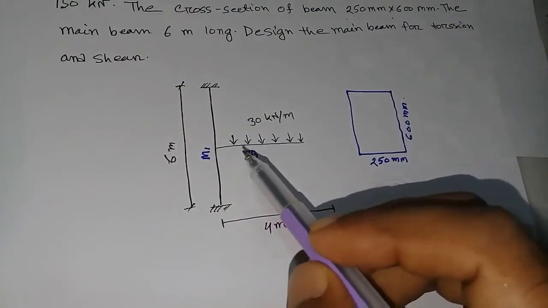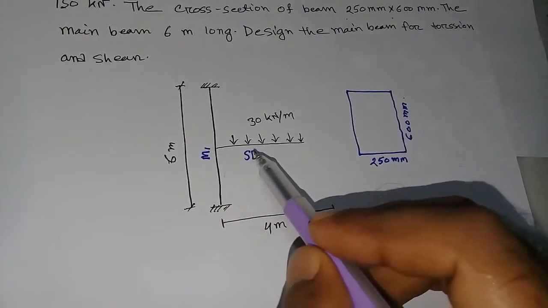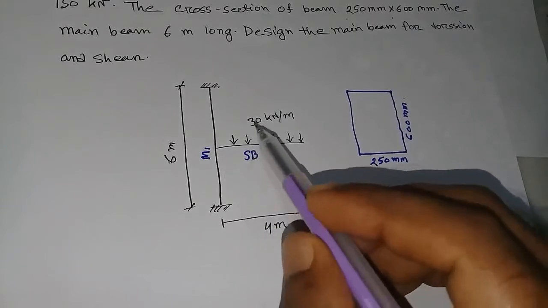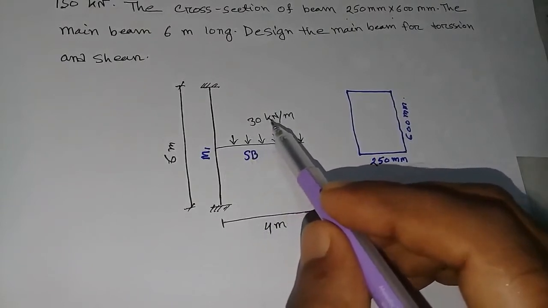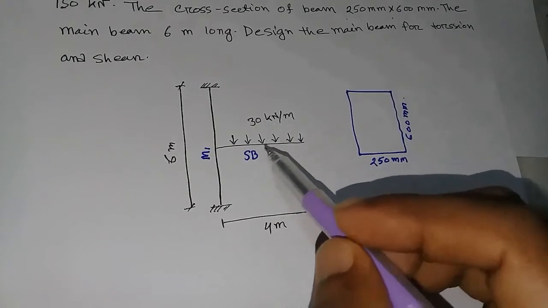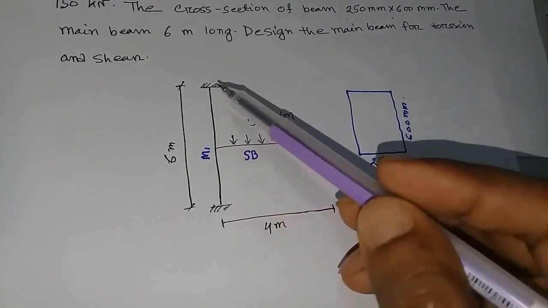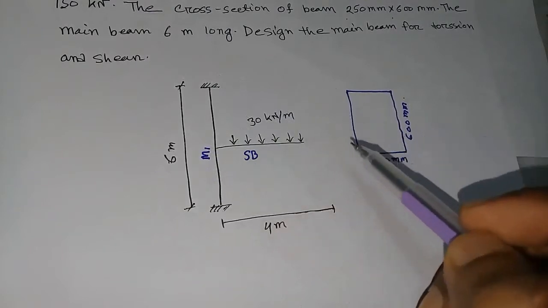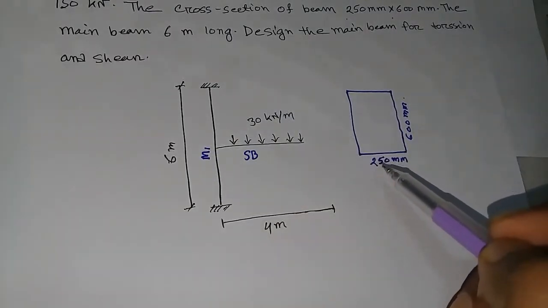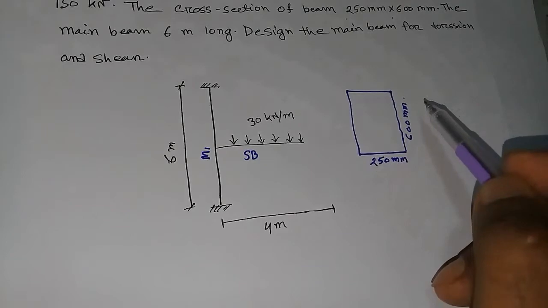That is the section plan. A sub beam 4 meter long carries a 30 kilonewton per meter distributed load, connected with a main beam 6 meter long. The cross section of the beam is 250 by 600 millimeter.